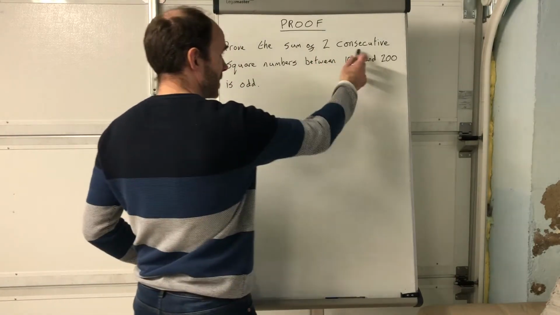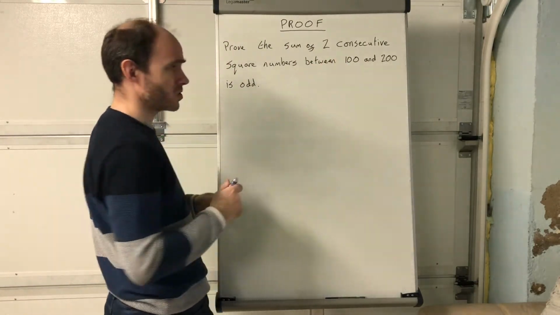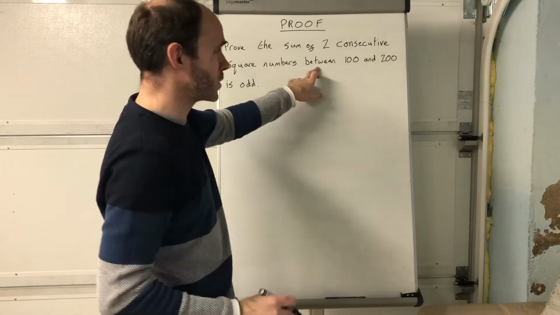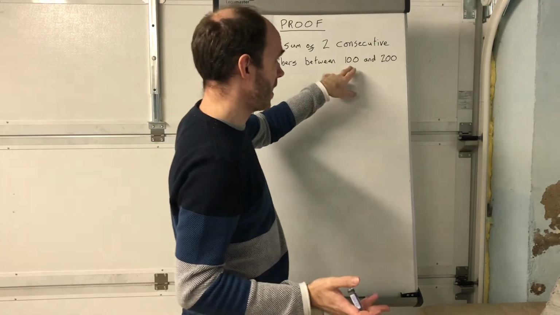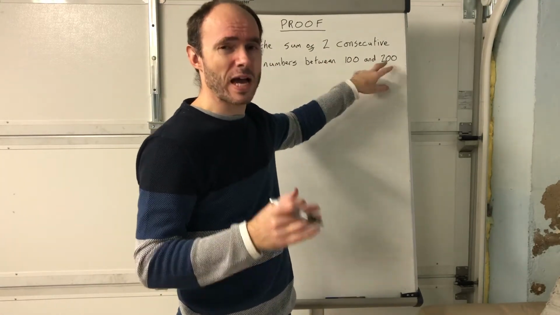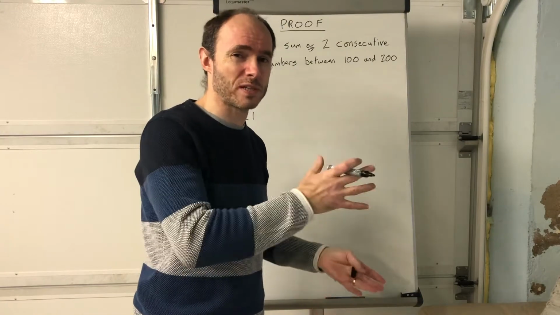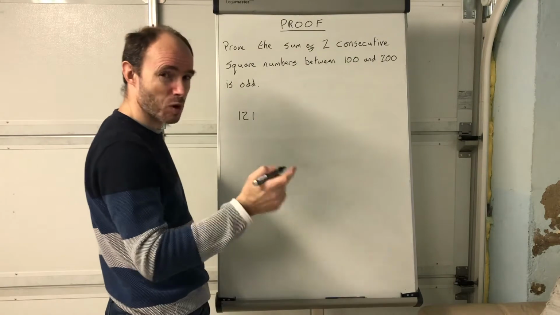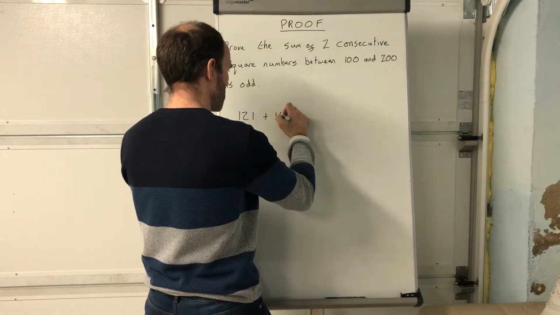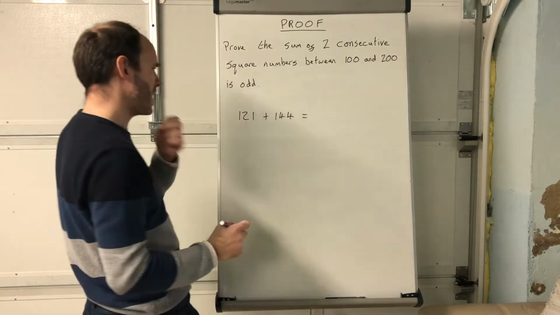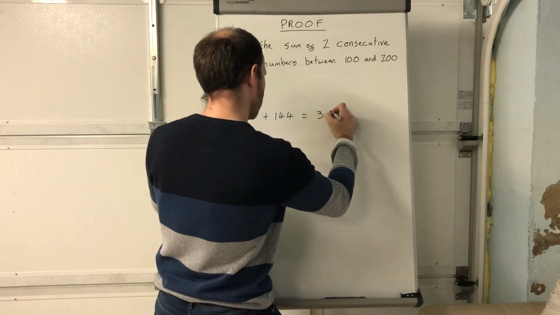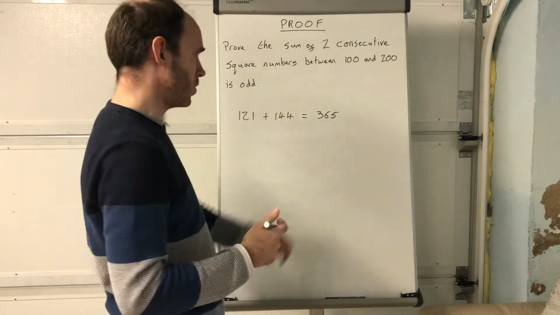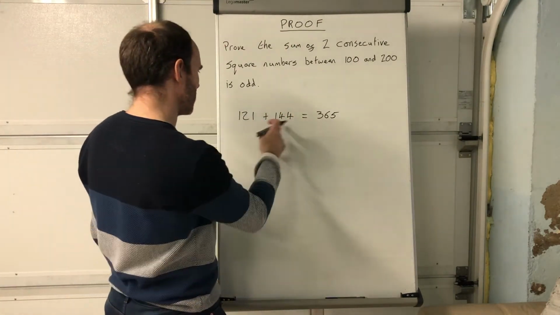So consecutive means one after the other. The first square number between 100 and 200 is going to be 11 squared, isn't it? 121. Now, don't forget, it does say between, which means you cannot include 100 and 200. That's what the word between means. And you've got to be able to use these words precisely. So we've got 121, consecutive means one after the other, so 12 squared is 144. So we'll do 121 plus 144, and we'll just work out what that is. That's 265. Yes, you do have to write down the answers. It's not sufficient to say is odd, you actually got to write down what it actually is, so 265.